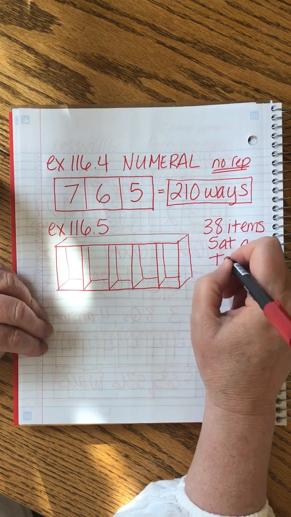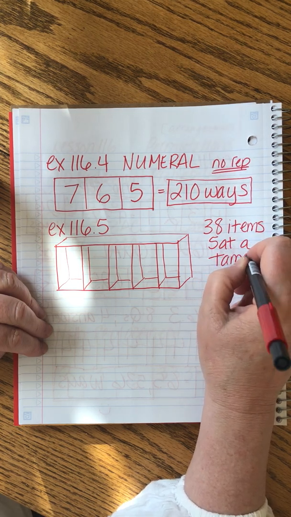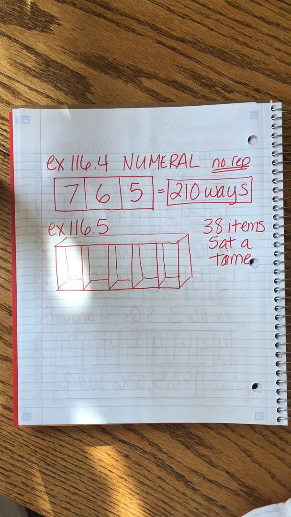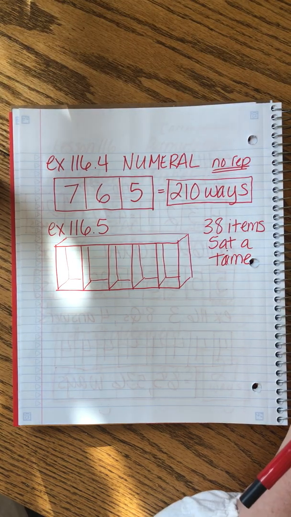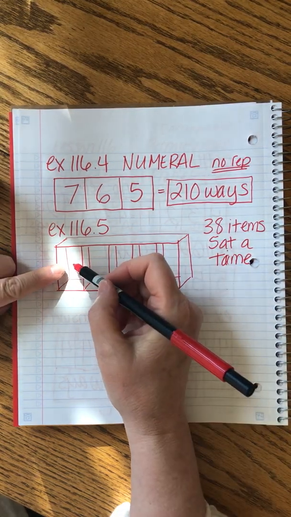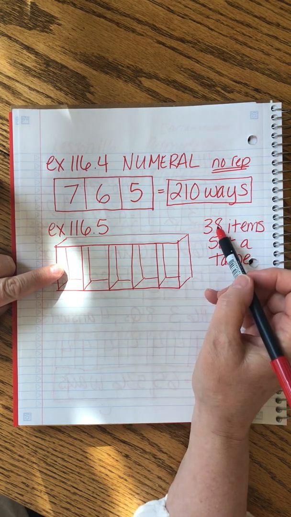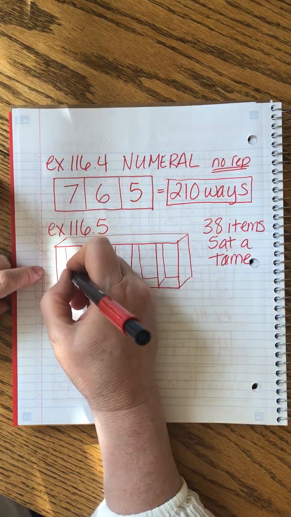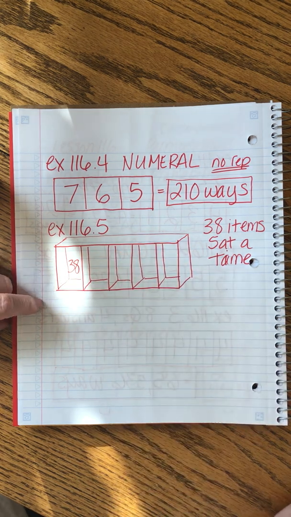38 items, and we're taking them 5 at a time. So how many can we choose? Well, in the first box, we could put any one of the items. So 38 different items could fit in the first box.